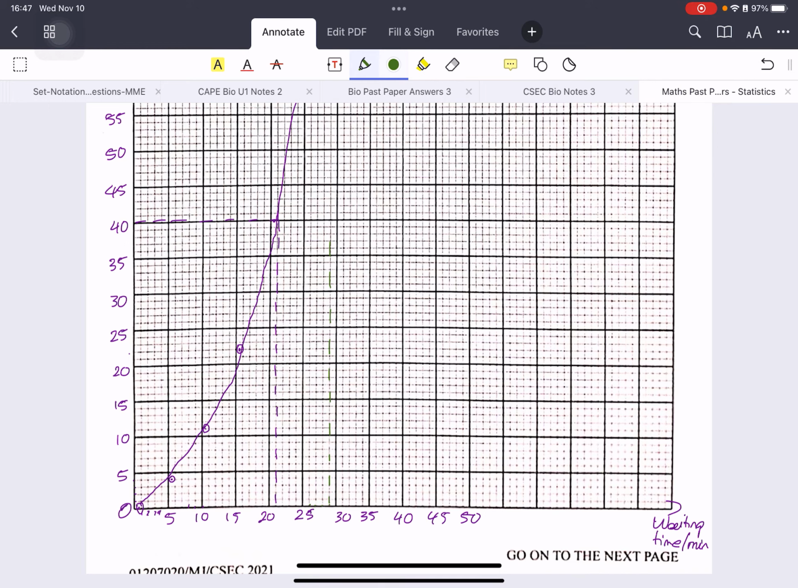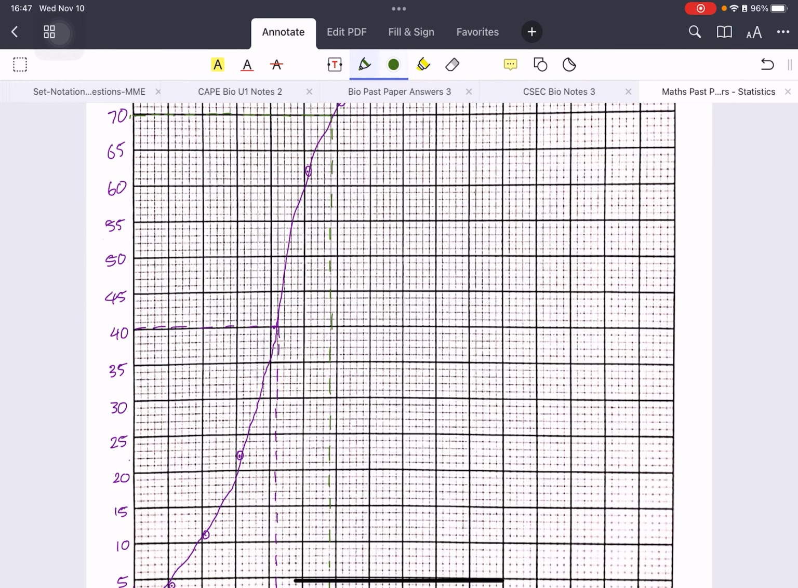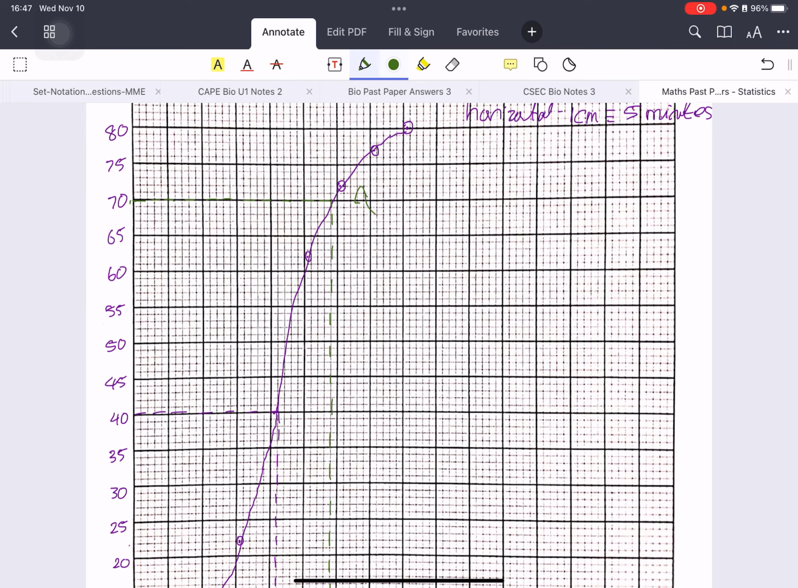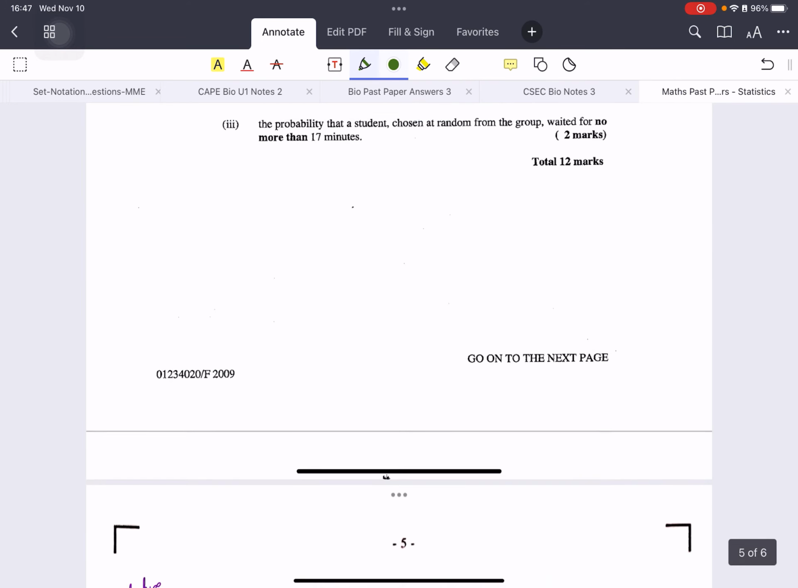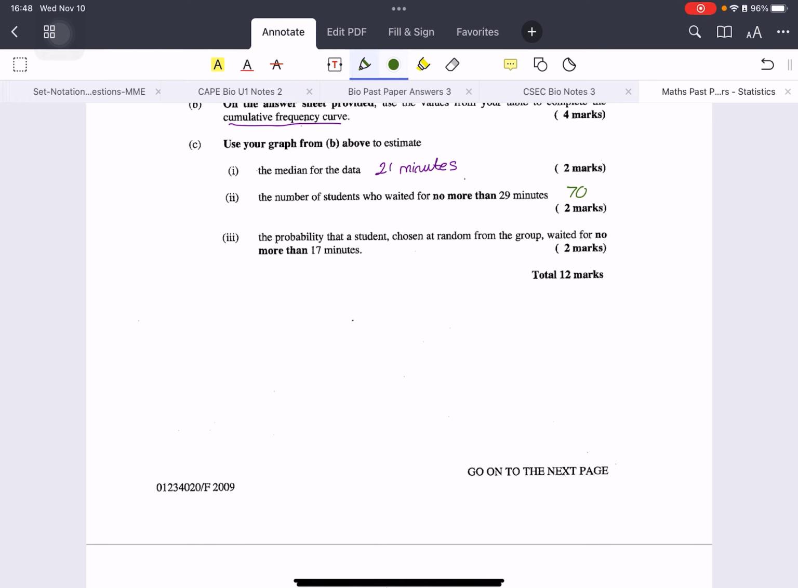Here we go. This is a lot of people. Right here. And now let's see how many students did not wait more. Exactly 70 students did not wait more than 29 minutes. All these students here on the graph waited more than 29 minutes, right? Right, so we could write 70 students.